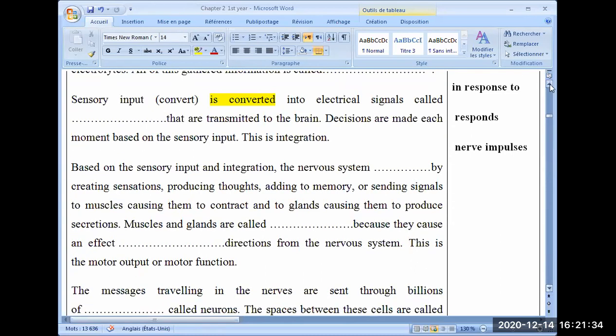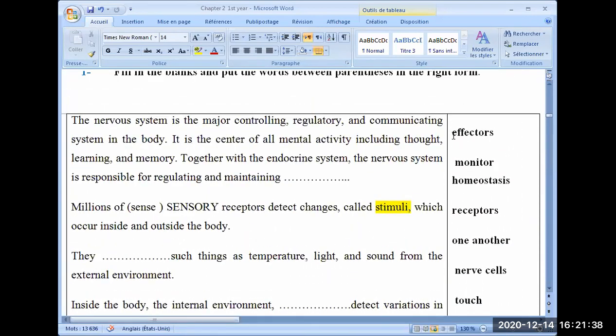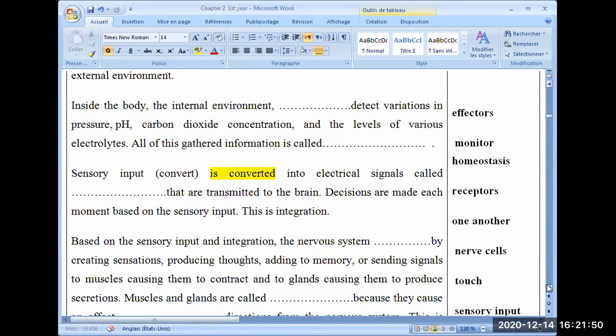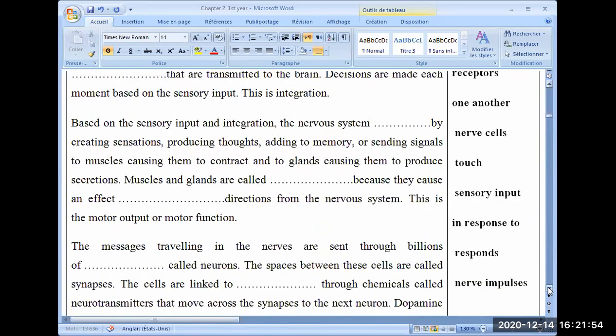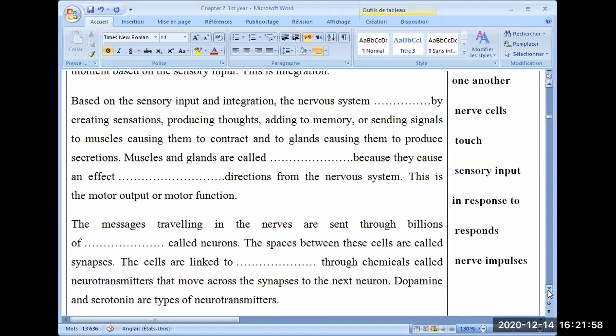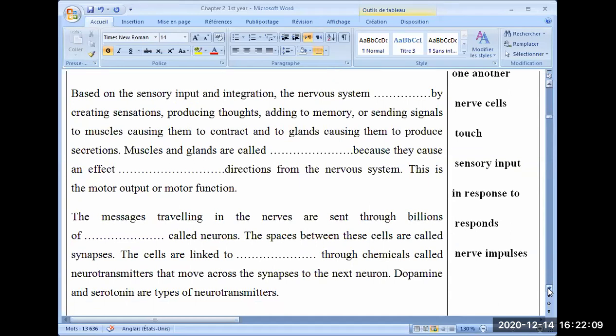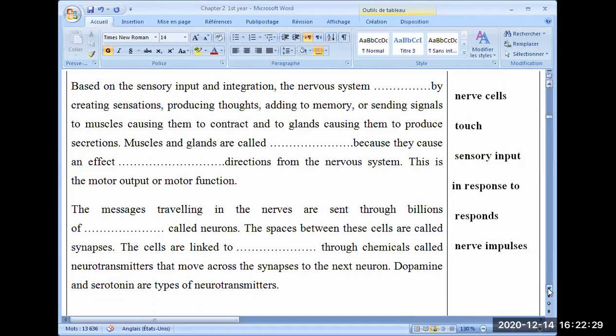The messages traveling in the nerves are sent through billions of nerve cells called neurons. The spaces between these cells are called synapses. These cells are linked to one another through chemicals called neurotransmitters that move across these synapses to the next neuron.